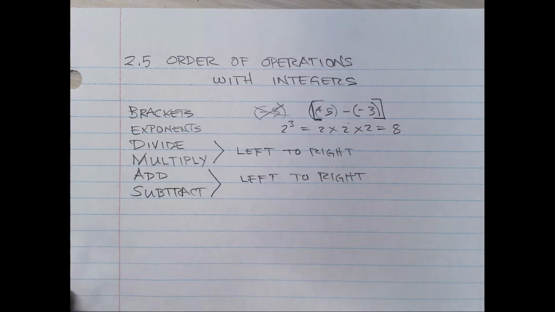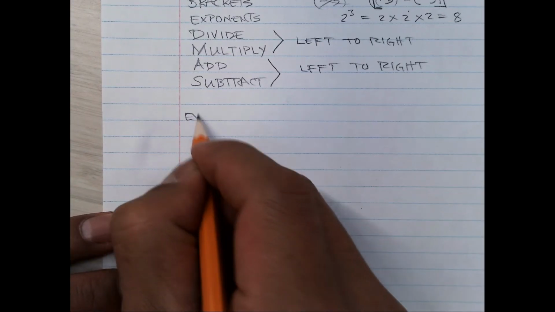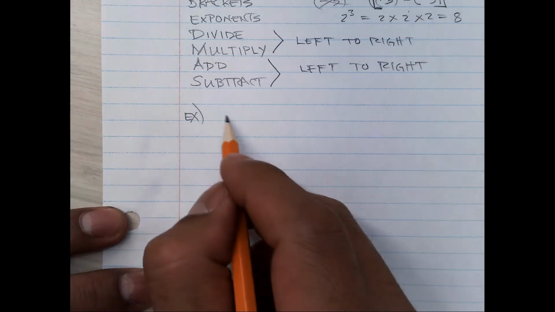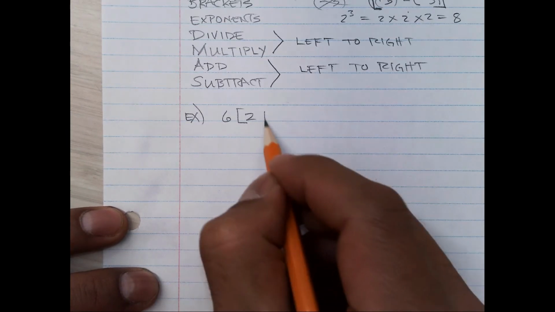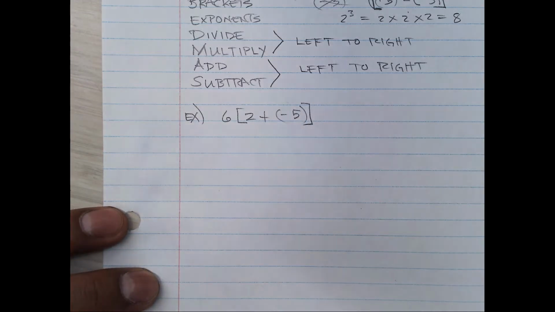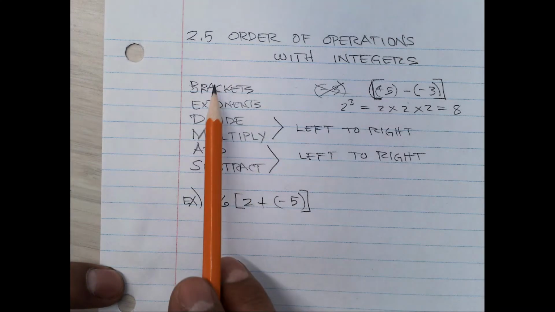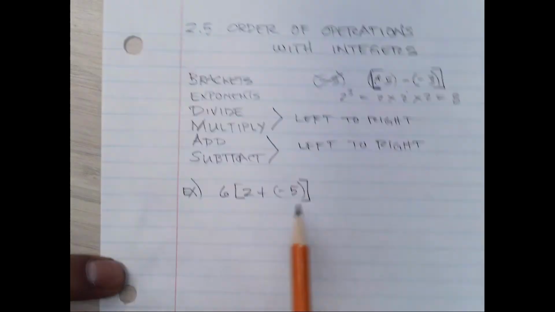And so now let's get into an example. Let's try, how about this one? 6 square bracket 2 plus -5. Okay, so again, let's go back to the rules here. Brackets first, exponents, divide, multiply, add, subtract. Well, let's have a look at our expression over here.